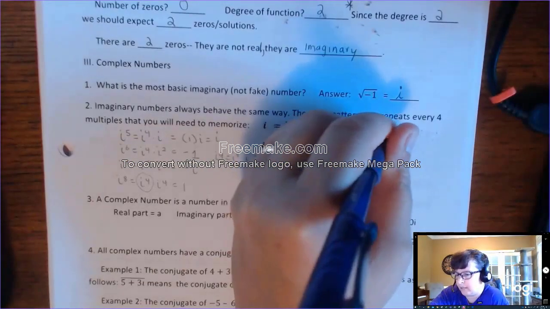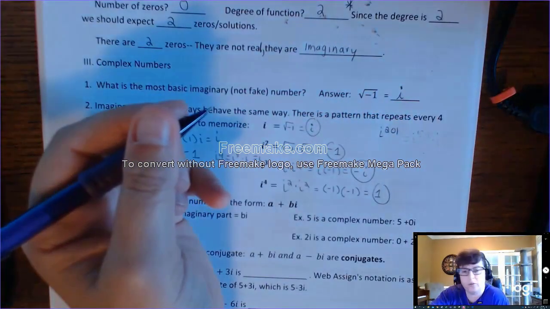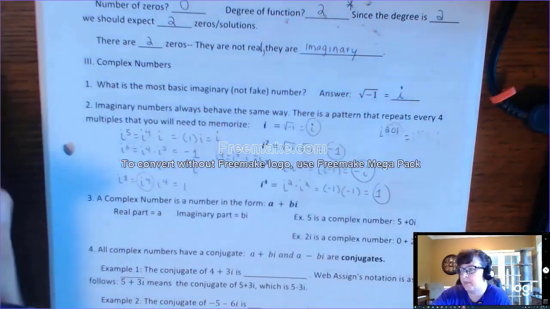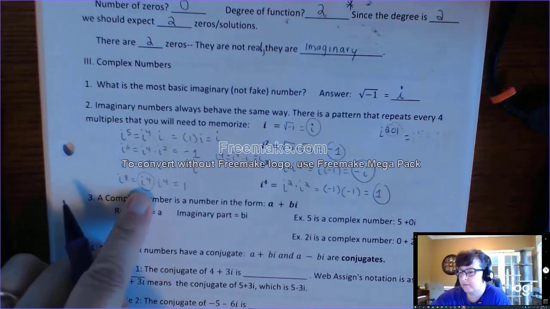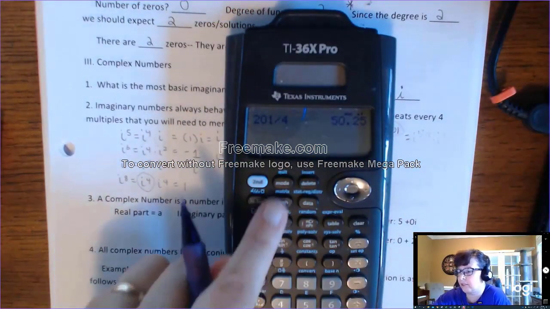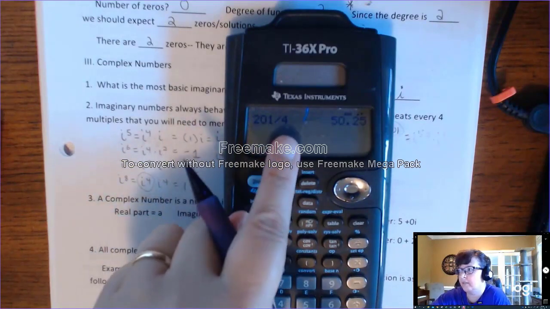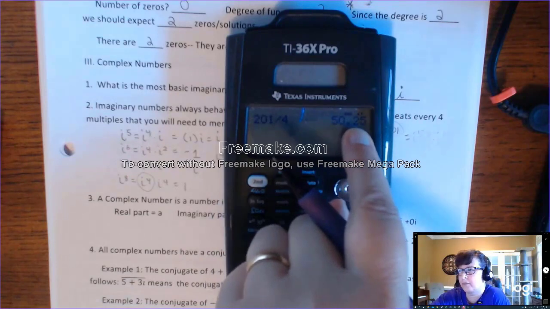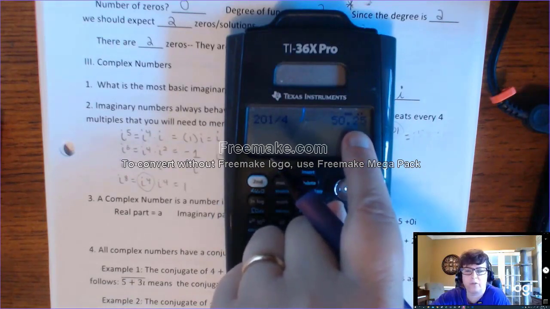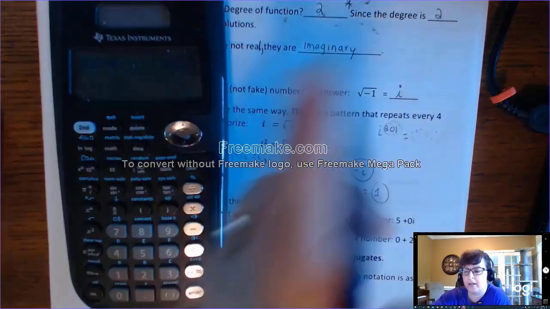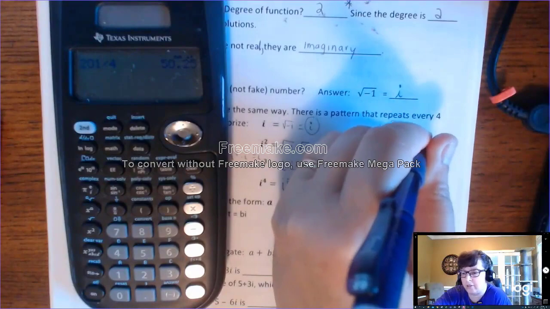Okay, so let's say I wanted to figure out what i to the 201 reduces to. Well, I just want to know how many i to the 4ths will fit in that and if there's any left over. So if I just do 201 divided by 4, that means that there are 50 i to the 4ths with 0.25 left over. If you convert that to a fraction, that's 1/4. So there's 1 i left over. So i to the 201 is i to the 1, or i.